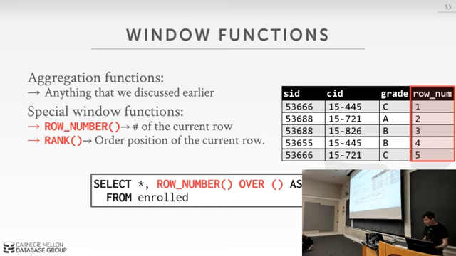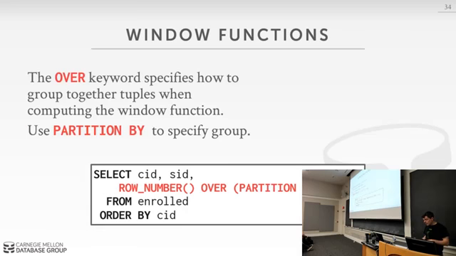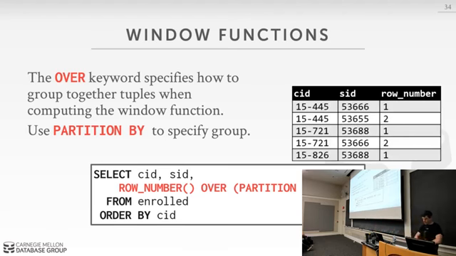So just like group aggregations, we can combine things together or group them together. And this is what the OVER keyword does for us. For this, we would use PARTITION BY to specify how we want to group things. In this query here, I'm doing the same thing as before, where I want to generate the row number for how they appear in the output, but then I'm going to group them together based on the course ID. So my output would look like this.